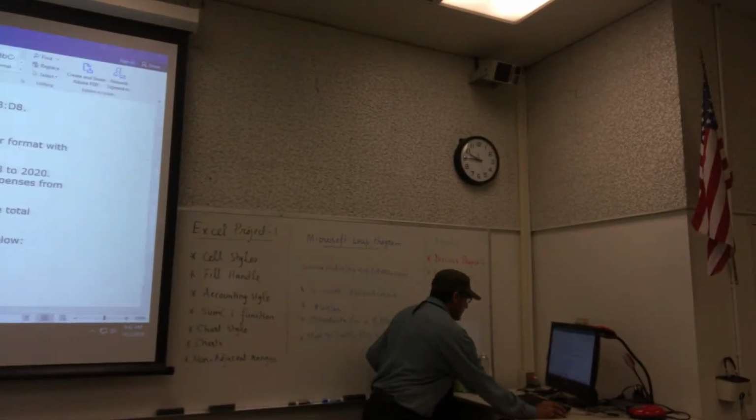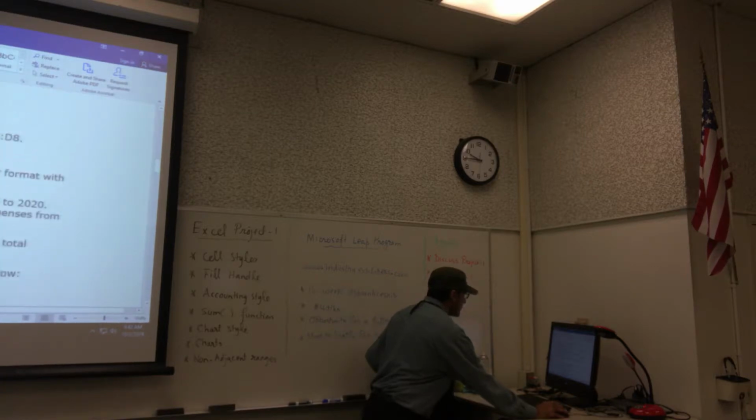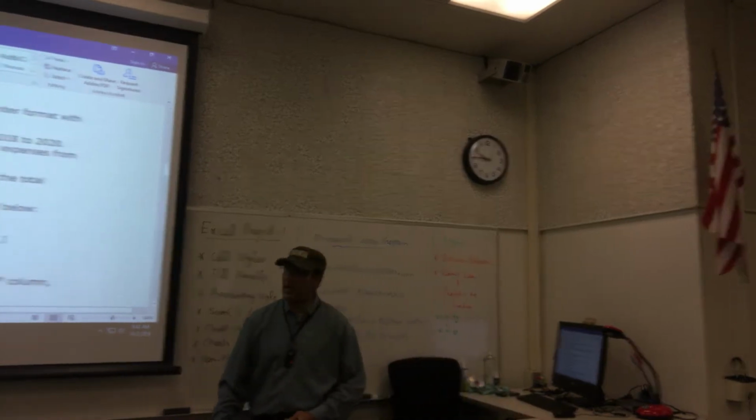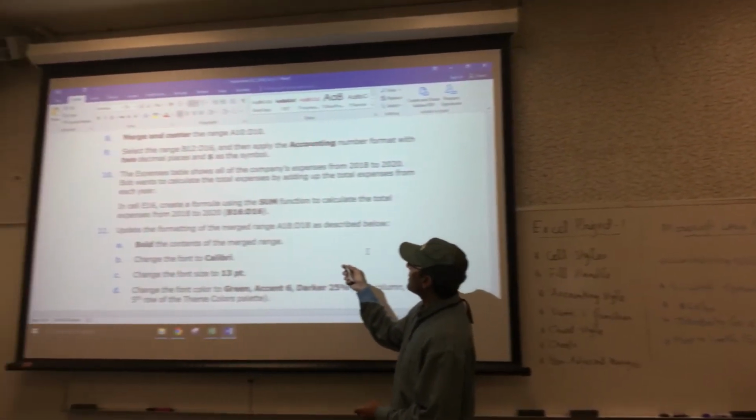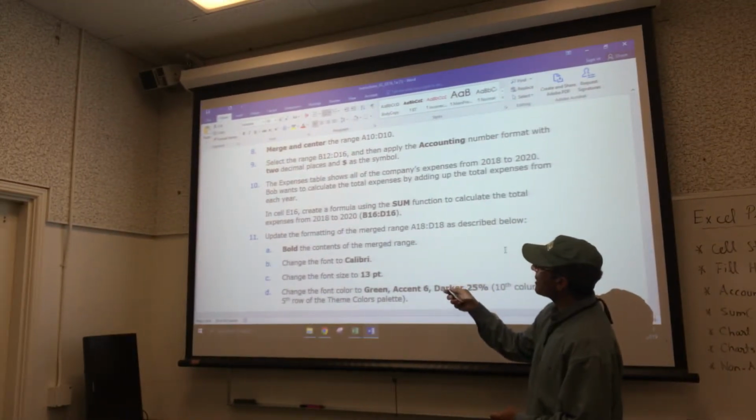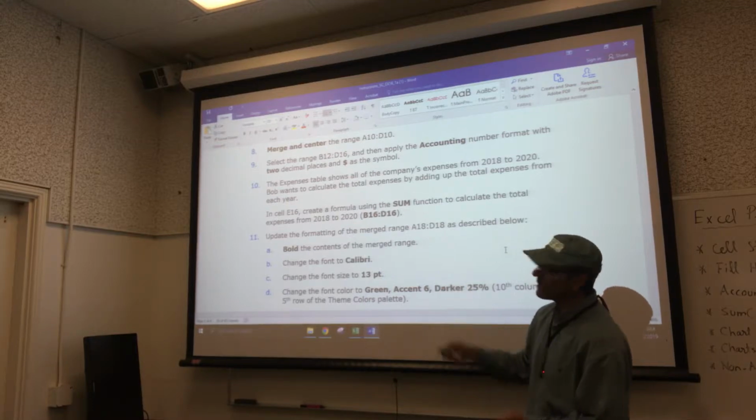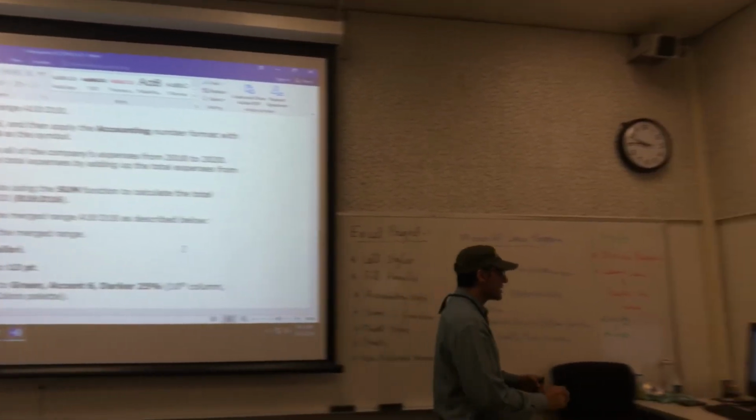Right, a few more steps, then we'll stop. Then it says do merge and center. You know how to do merge and center in step number 8. In step number 9, it says right here, apply accounting style to this range, B12 to D16, with $ and 2 decimal places.